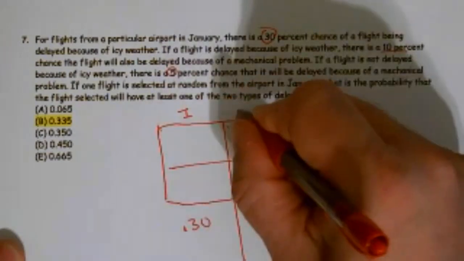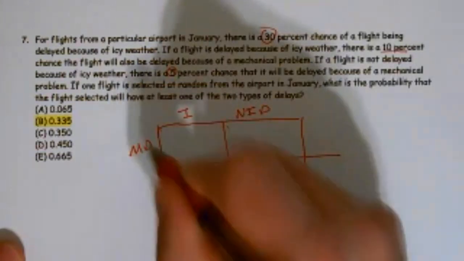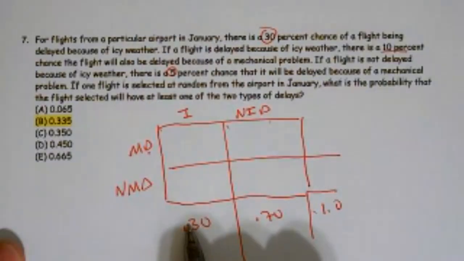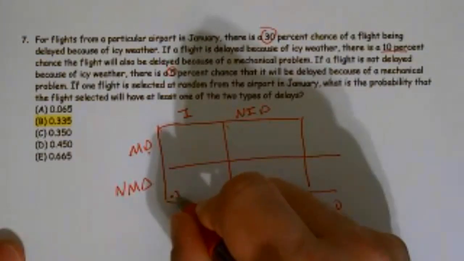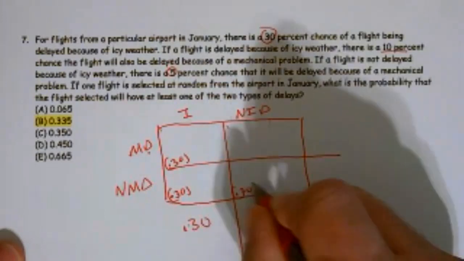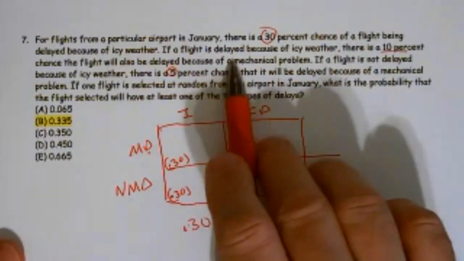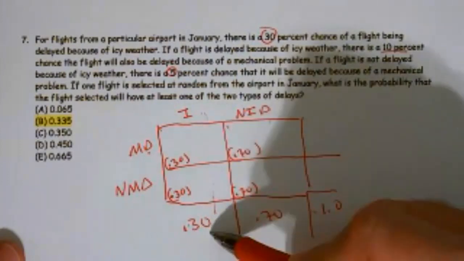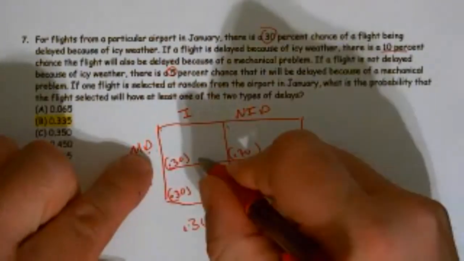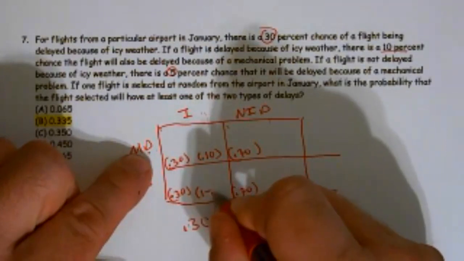Ice delay, no ice delay. The other type of delay was a mechanical delay. Mechanical delay, no mechanical delay. So now I'm going to take this number and bring it up small, 0.30, 0.70. So if a flight is delayed because of icy weather, so I'm looking at the icy column, there's a 10% chance it'll be delayed because of mechanical. Oh, so this means this is a 10%. And this has to be the complement of that, a 1 minus 0.9.